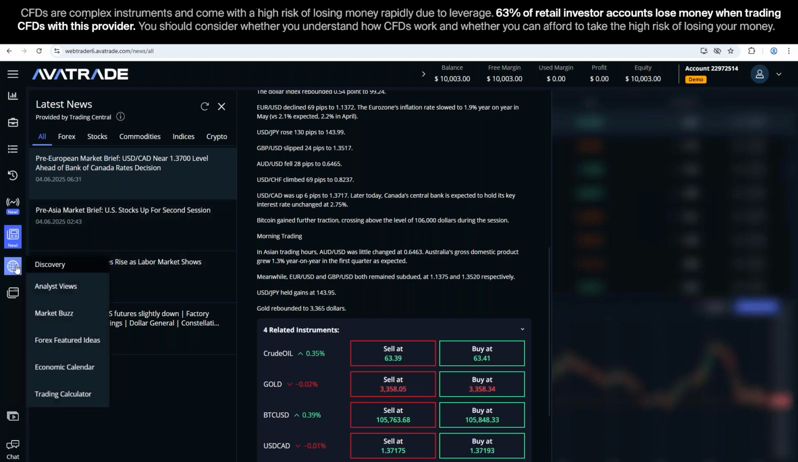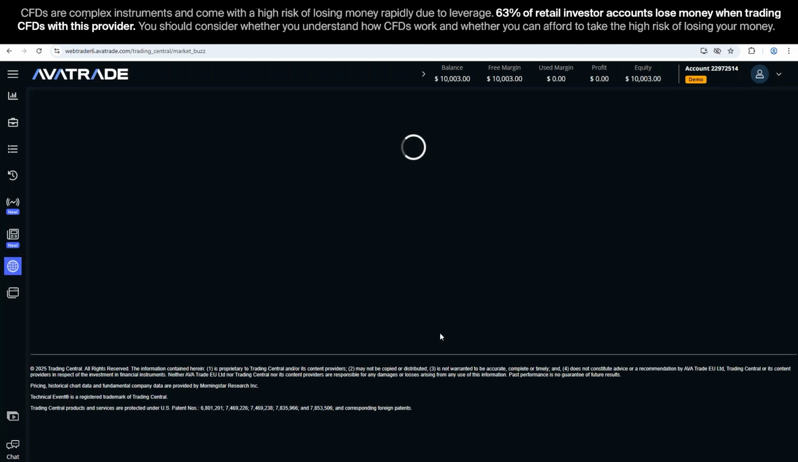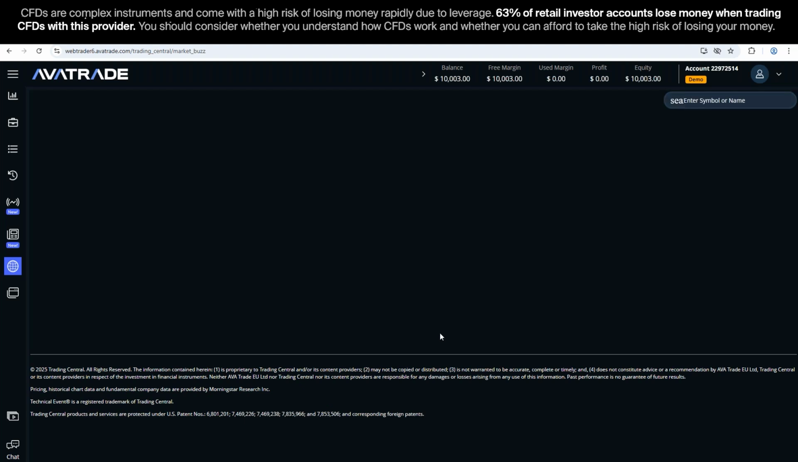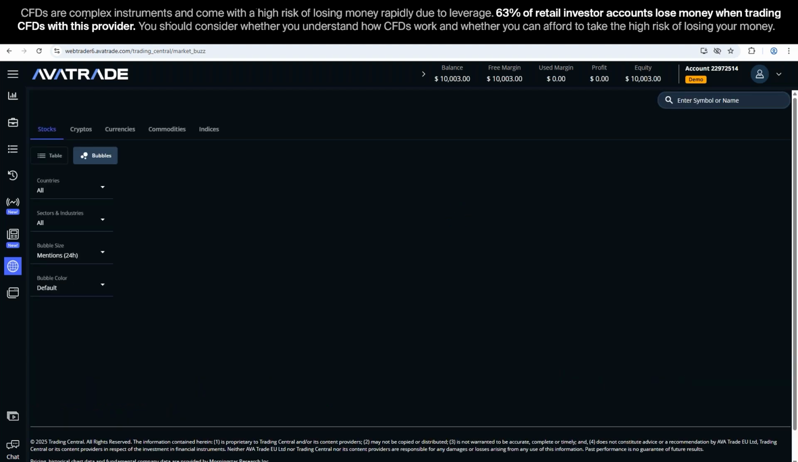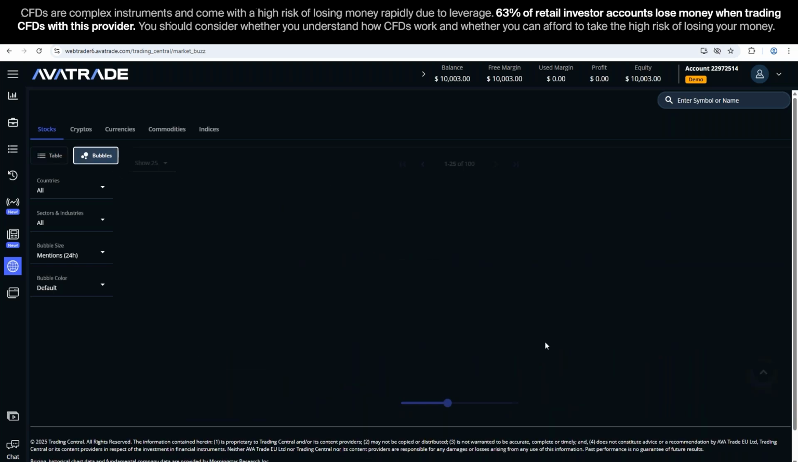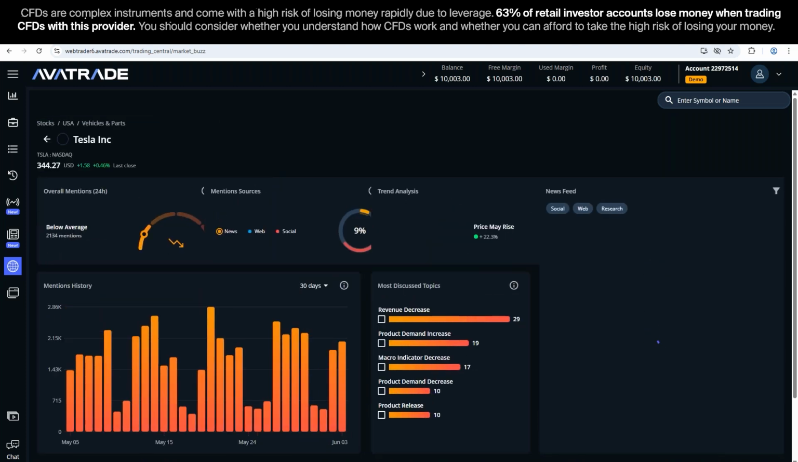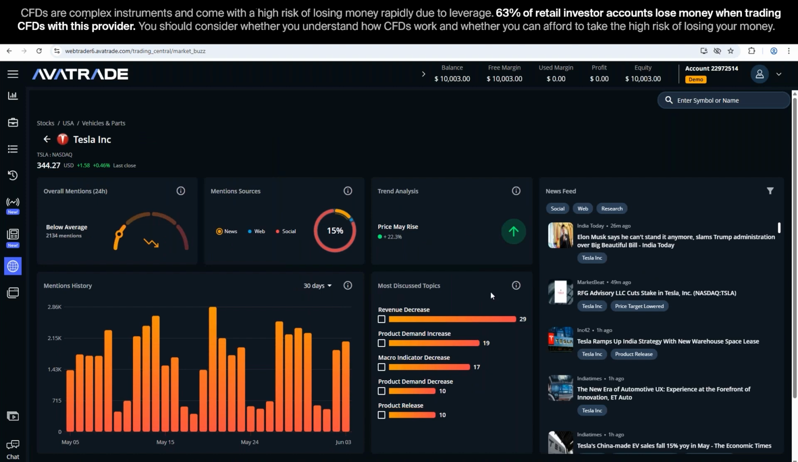Now, if I carry on down, we've got here Discovery. In Discovery, we've got Market Buzz. And in Market Buzz, I can also find some nice indication, news about things that can be interesting. What we can see right in the middle is Tesla with the bigger circle. We can see that we are now in bubbles. We can change it to the table. If we click on Tesla right in the middle, it's going to take us to the page with the parameters, and underneath we've got different topics. So we've got the most discussed topics: revenue decrease, product demand increase, macro indicator decrease, and product release.